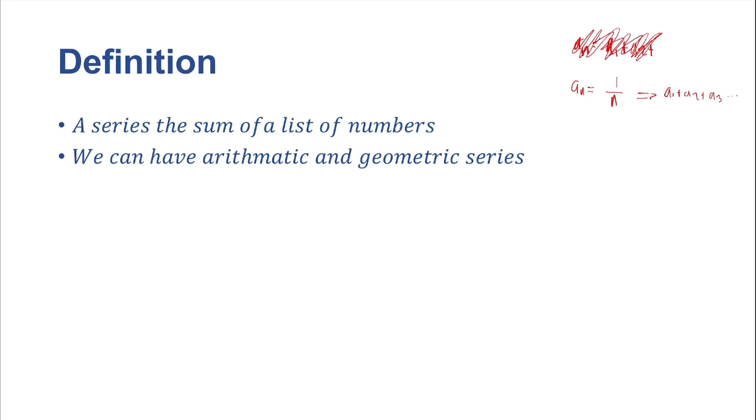And similar to that of sequences, we can have arithmetic and geometric series. So if I have an arithmetic series, that means I'm adding numbers that have a common difference. And if I have a geometric series, then that means I'm adding numbers that have a common ratio. So that is what a series is. So that's a nice little review.